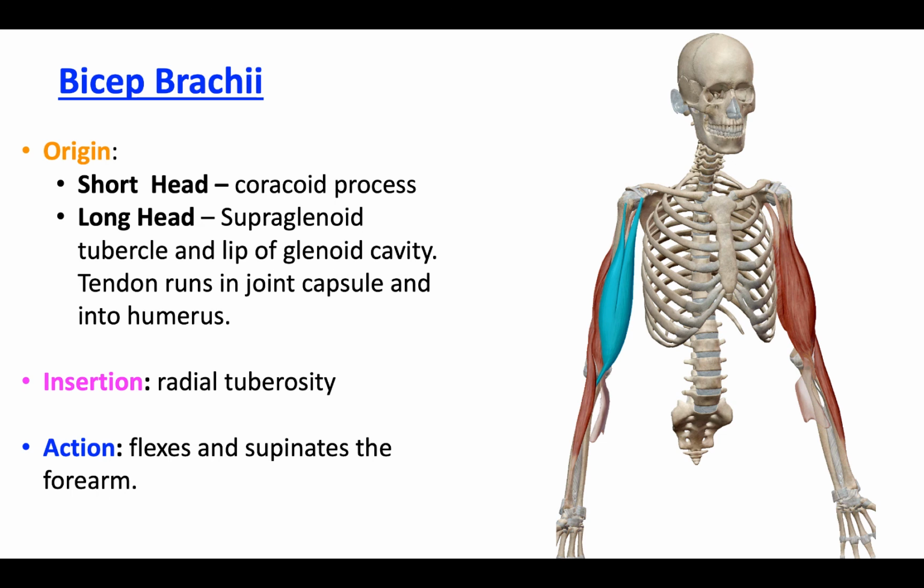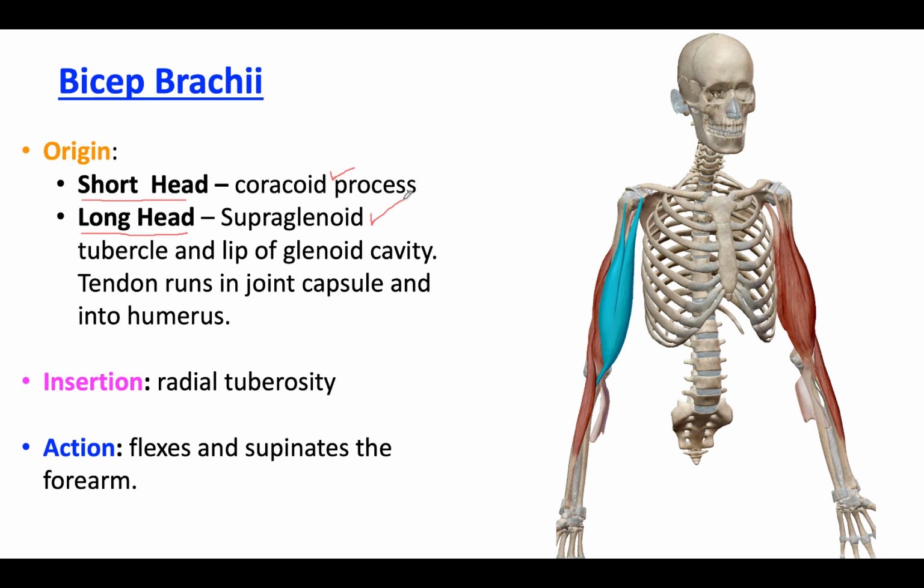Okay, our next muscle is the Biceps Brachii. Now, we've talked about this muscle before, so it's a little exciting to finally study it, right? Okay, and we're going to start with the two origins. So we have a short head and a long head. So the short head is going to originate at the coracoid process, and the long head will come from the supraglenoid cavity. Okay, I'm sorry, the supraglenoid tubercle and lip of the glenoid cavity.